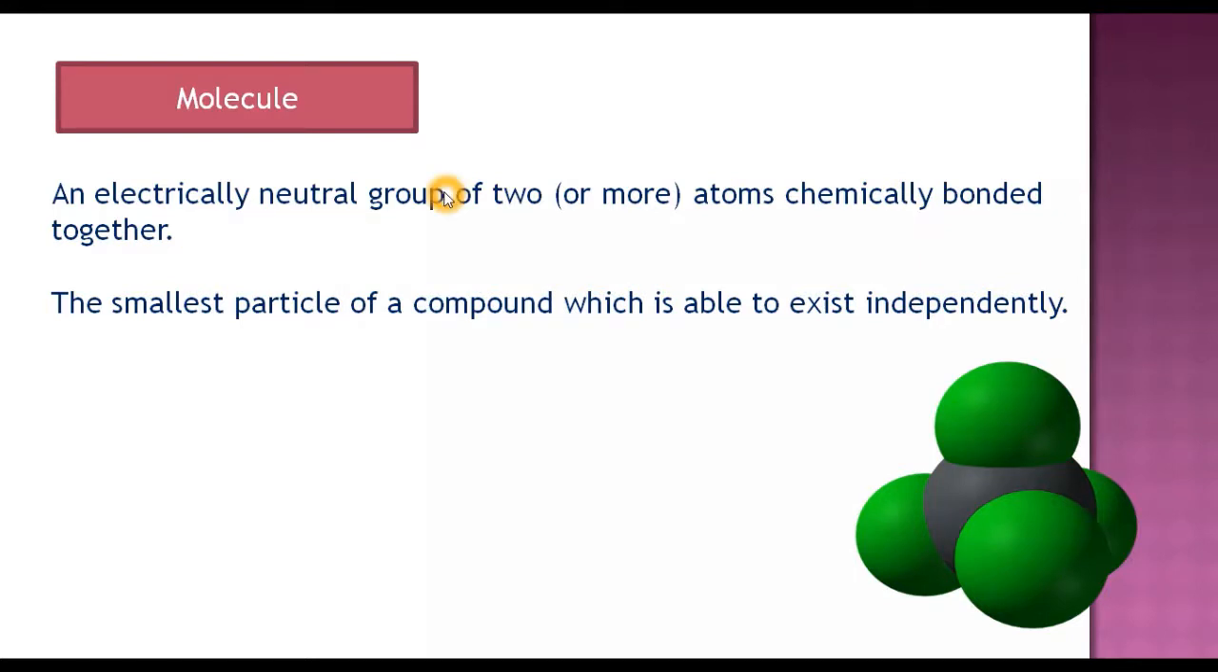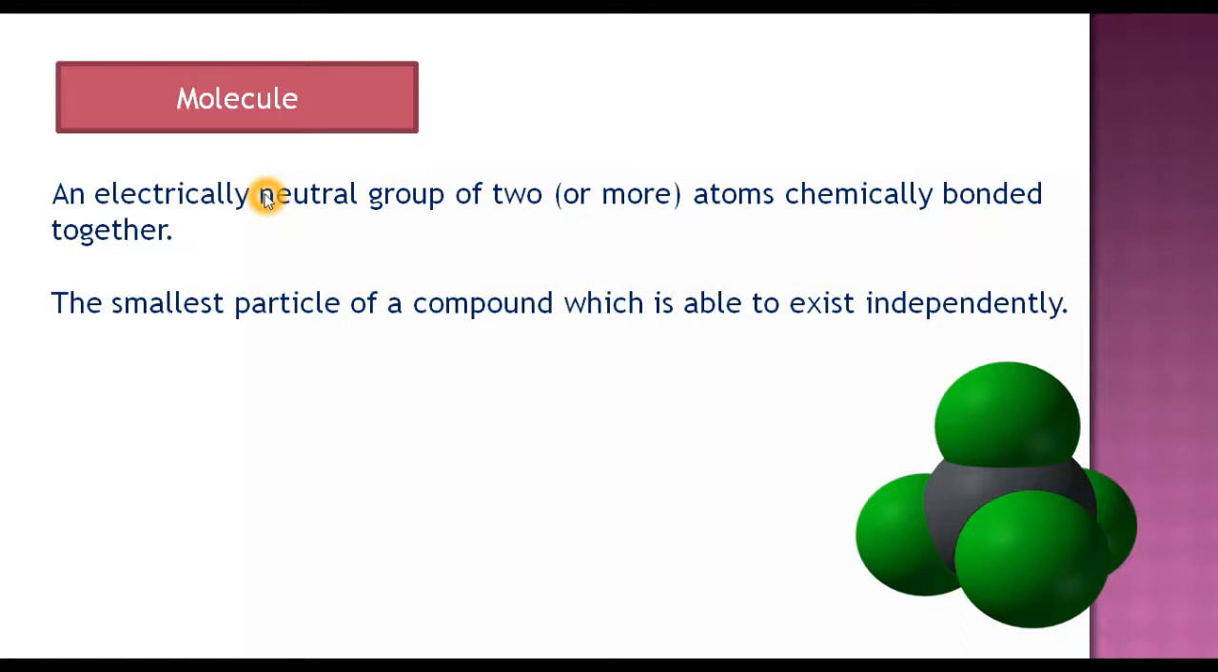That means when two or more atoms chemically combine together, chemically bond together, after their combination, whatever group they formed, that electrically neutral group is nothing but known as a molecule. So a combination of atoms is termed a molecule. The atoms in a molecule are held together by forces, and those forces are called covalent bonds. So you can say the combination of atoms is a molecule.